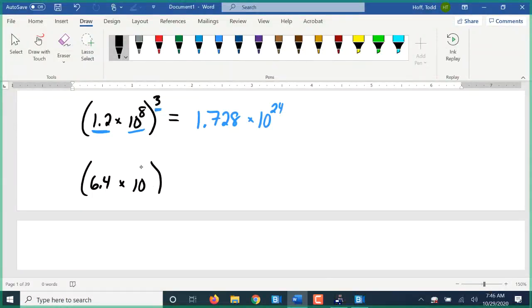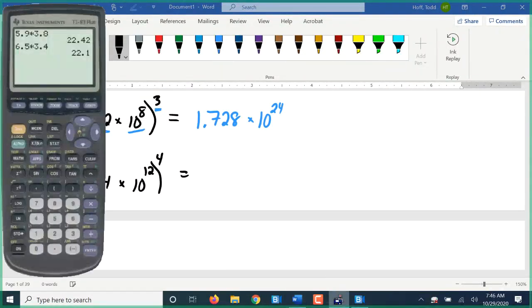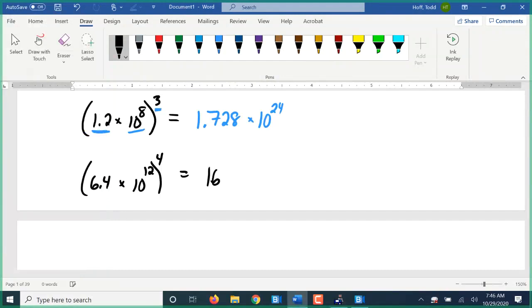Let's do 6.4 times 10 to the 12th to the power of 4. So we do 6.4 to the power of 4. So 1,677.7216. Times our 10 to the 12th to the 4th power. We multiply powers. 12 times 4 is 48.